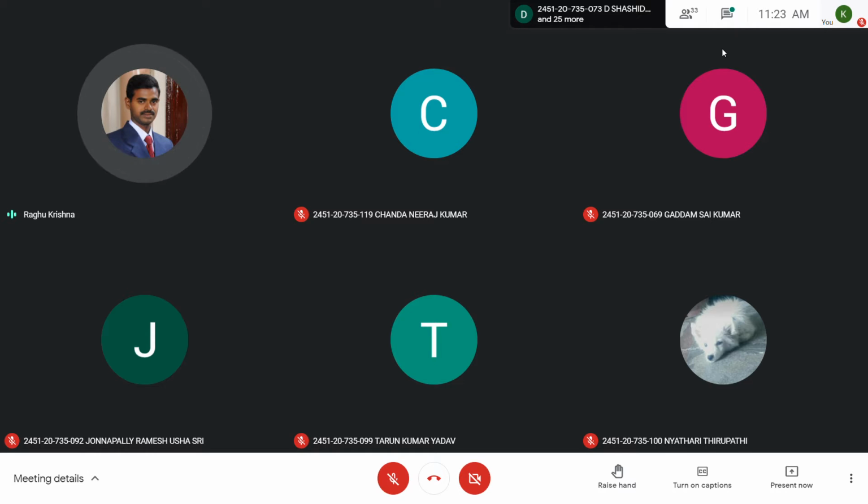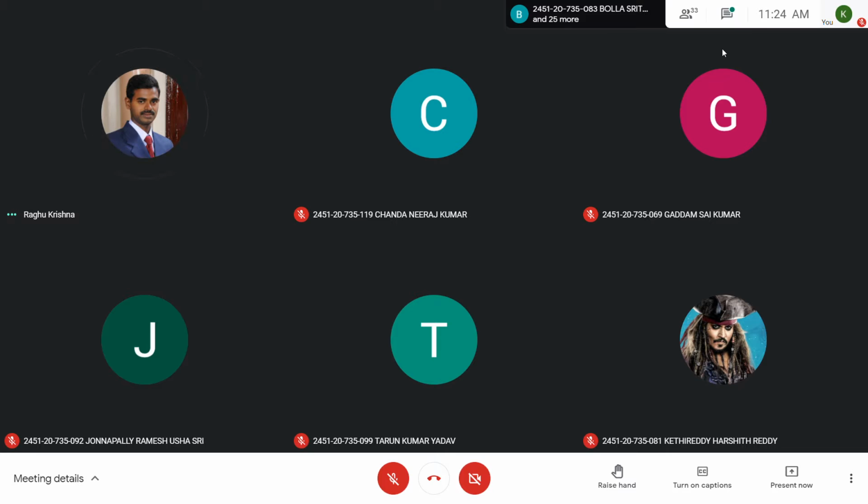Next, speed versus Ia. Here you know that speed is proportional to Eb by phi. Is my voice clear? Yes, sir. Okay. So speed is proportional to Eb by phi, and speed is proportional to Eb as phi is constant. Eb you can write as V minus Ia Ra.